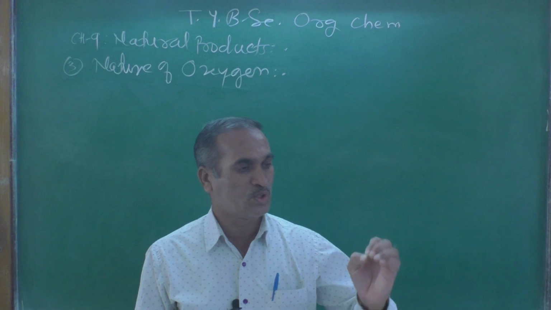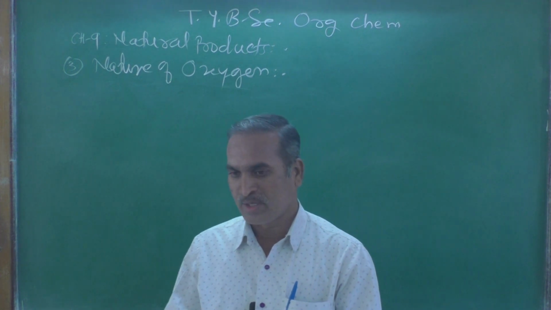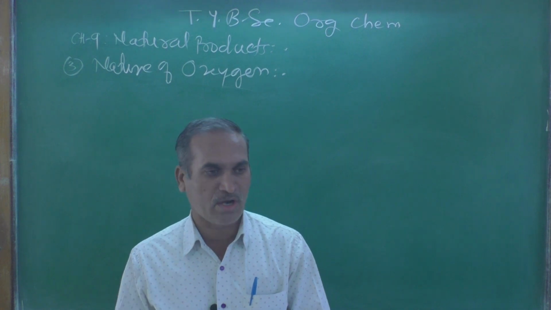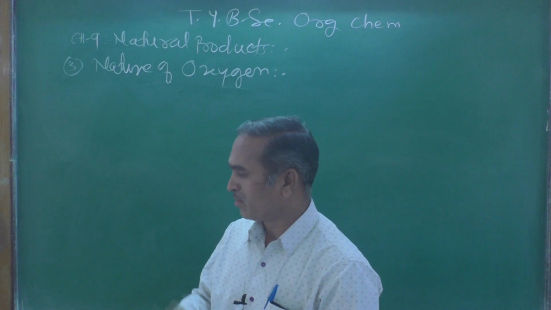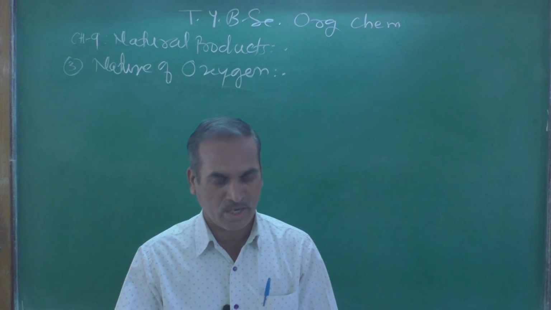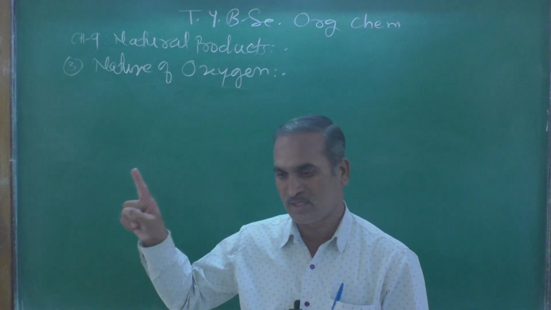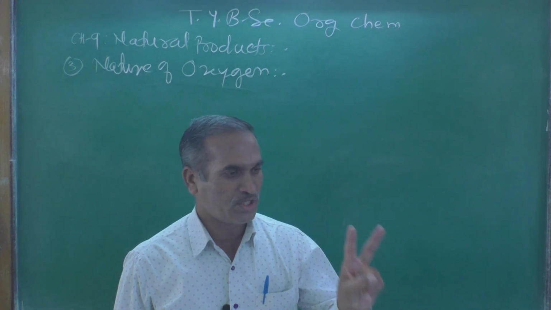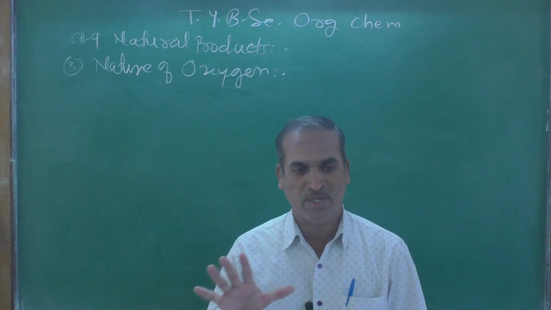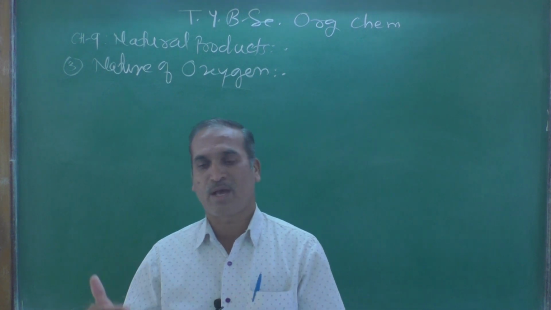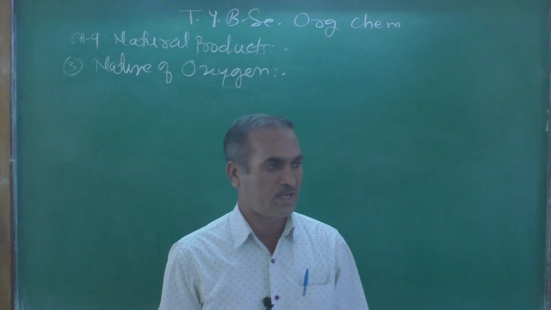There are two tests we perform for the detection of a carbon-carbon double bond in an alkaloid. Let us see here. One is bromination, another one is hydrogenation. These two reactions give us information about how many carbon-carbon double bonds are present in the unknown alkaloid.